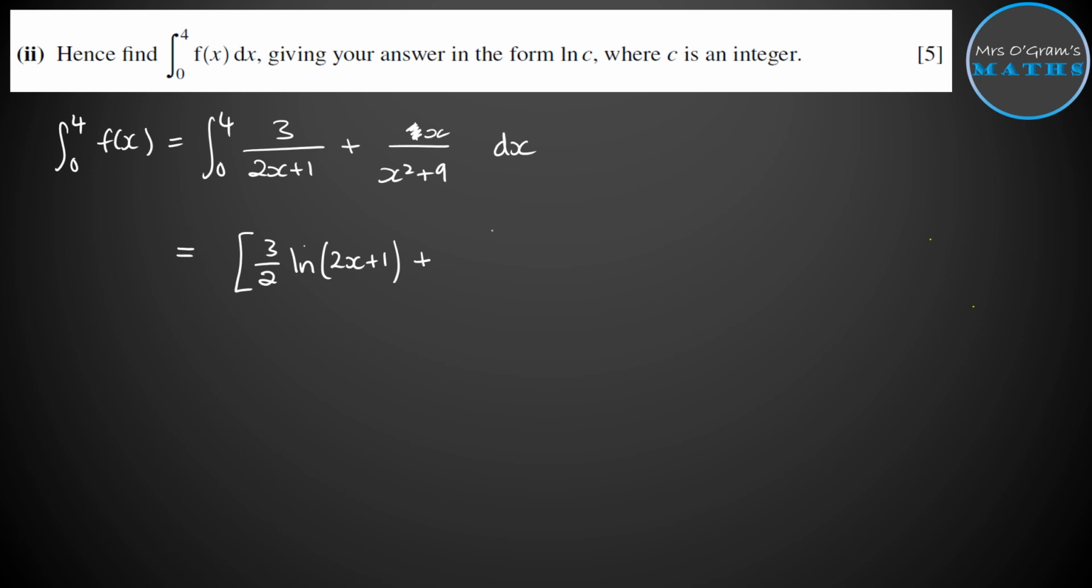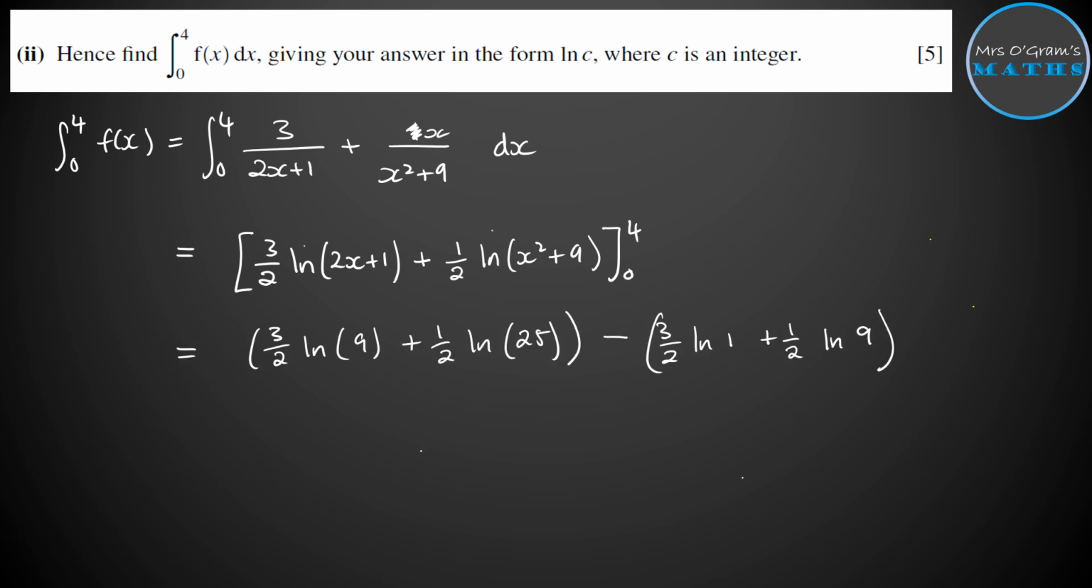So if we integrate 3 over 2x plus 1, we get 3 over 2 ln 2x plus 1. Integral of x over x squared plus 9. The top is a multiple of the derivative of the bottom, and it's half of the derivative of the bottom, since if we differentiate x squared plus 9 we get 2x, whereas we've only got 1x on the top at the moment. So we get a half ln x squared plus 9 from that second one, and we're going to do that between 0 and 4.